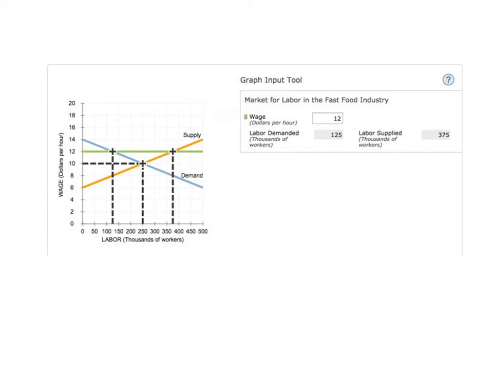So again, we can play with what happens in our market as we input a variety of price floors. So if, for example, we decide to go with a price floor of $12, all of a sudden the quantity supplied rises, right? We've got 375,000 workers who are interested in working at $12. On the other hand, the number of businesses interested in hiring those workers has gone down. So we've got some businesses that can no longer afford to hire. So our labor demand is down to 125,000.